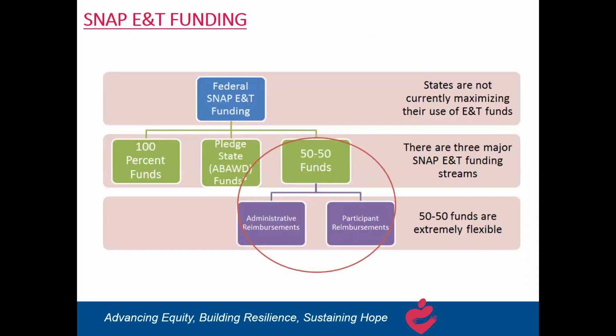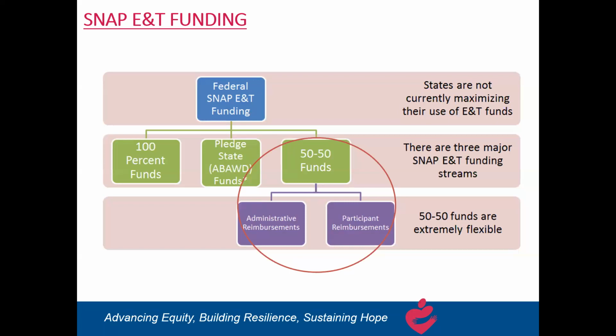So this lays out how the funding works. Again, the funding comes from the federal government. And there's 3 buckets of funding in the program. There's the 100% funds, which are formula based. They are capped, so there's only a certain amount. It's about $104 million per year that are divvied out to all 50 states and the territories that run SNAP E&T programs. So it's limited.